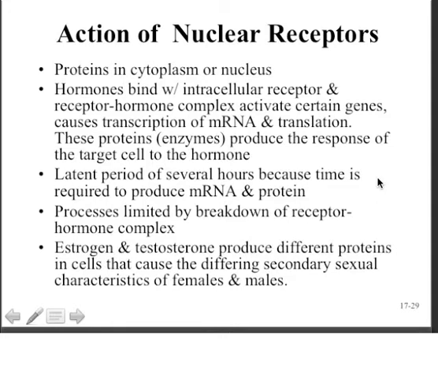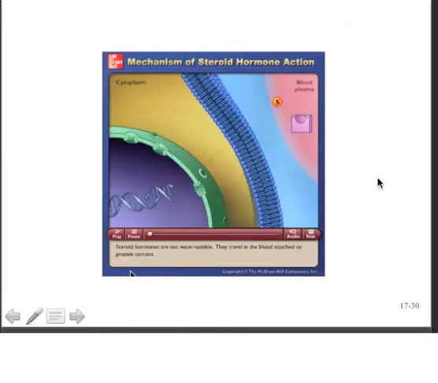So remember that a target tissue is defined by the presence or absence of the appropriate receptor on or in the target, and a single cell or tissue can be a target for more than one type of hormone, and this is the example here. So let's take a look at how steroid hormones work.